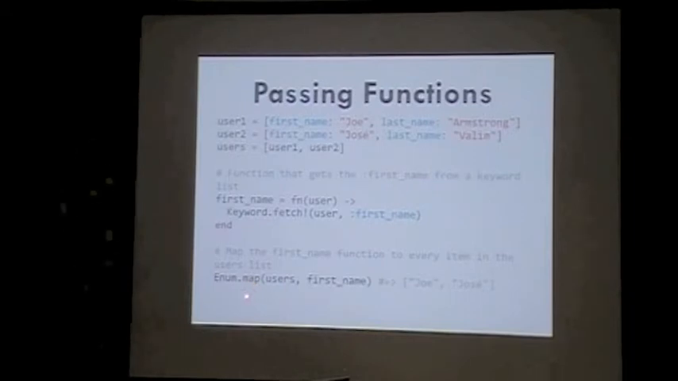And then we can use the built-in Enum.map function and pass in all the users, which we've defined here, which is both of these users in a list together, along with the first name function. And then when we invoke map, map will just take this function here and apply it to every user in this list here. So then it just prints us out a nice little list of users' first names. So we have a list that contains Joe and Jose, just like we'd expect.